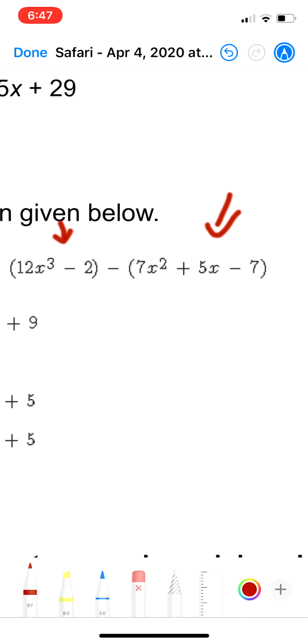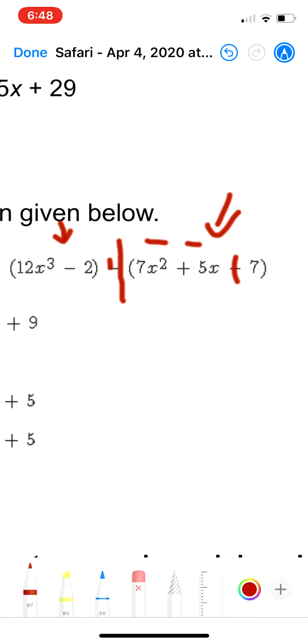So all I'm doing, I'm going to draw a line. Where I drew my line, I'm looking to the right of it, okay? So I'm only looking inside of the parentheses. So inside of the parentheses, 7 is positive. So the opposite of positive 7x to the second is negative. The opposite of plus 5x is negative 5x. And the opposite of minus 7 is plus 7.